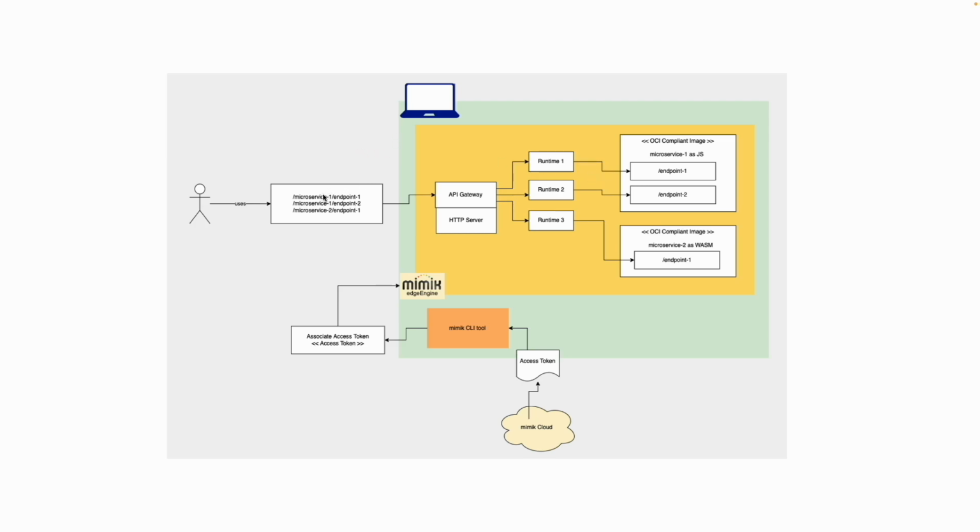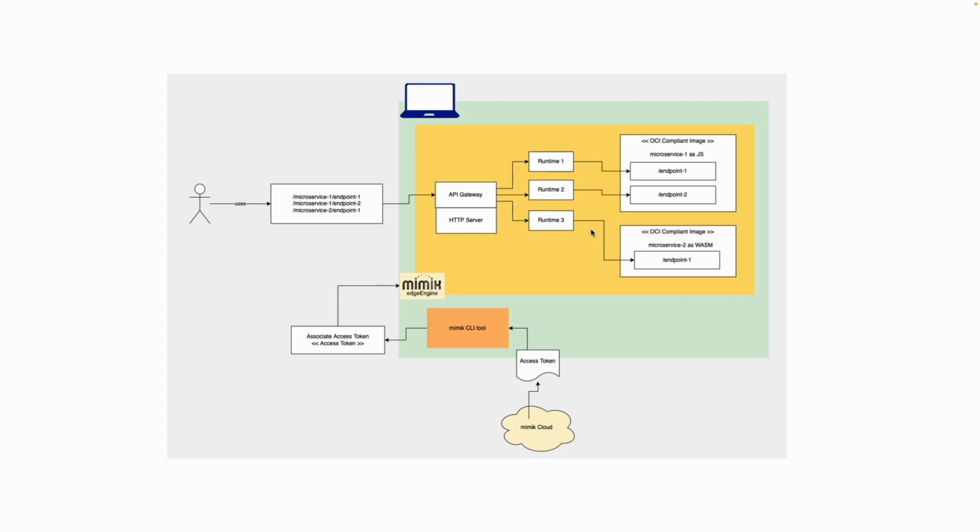So in this case, we have microservice 1, endpoint 1. That's going to create a runtime for endpoint 1. When we call endpoint 2, it'll create a runtime 2, which will call endpoint 2. And the same with microservice 2, endpoint 1. Every time an endpoint is called, edgeEngine Runtime will create an ephemeral runtime, execute the logic, and then it'll go away. So that's one part that's really important.